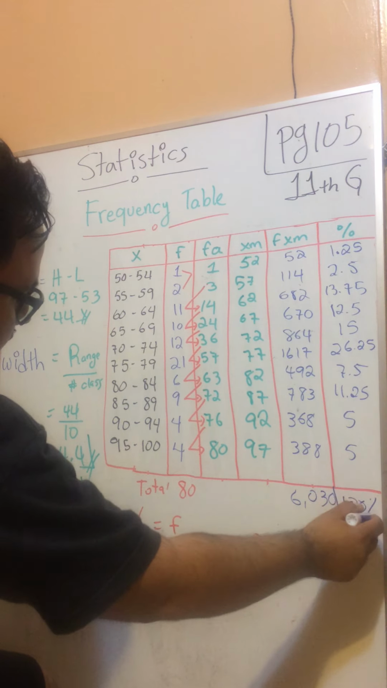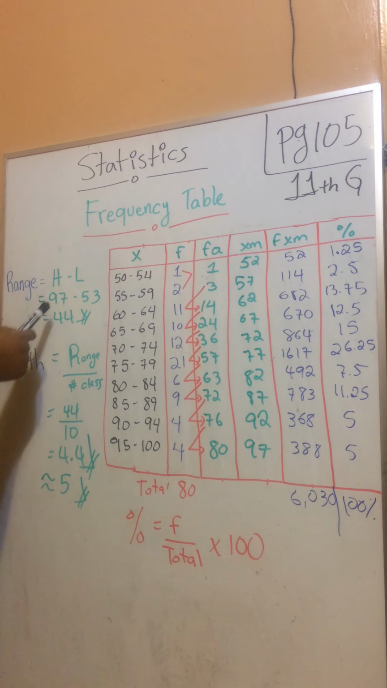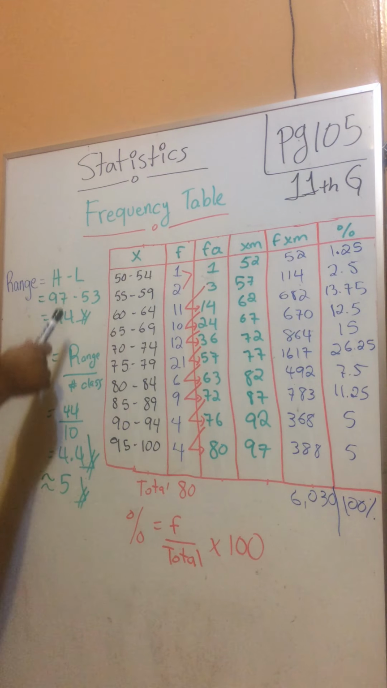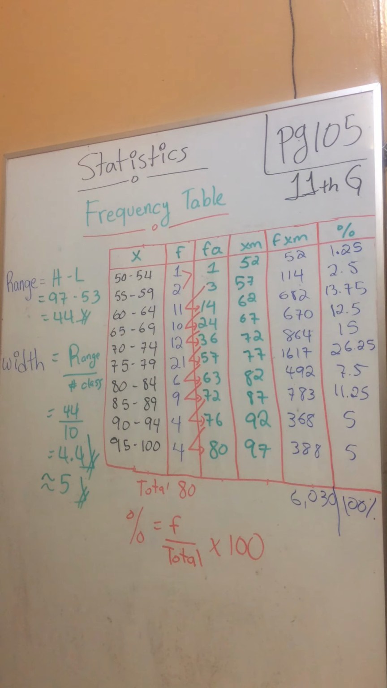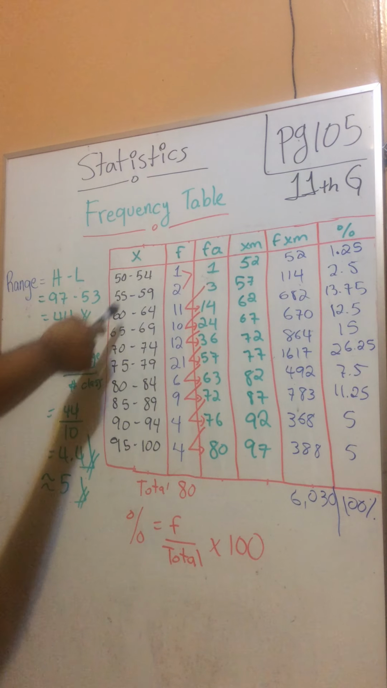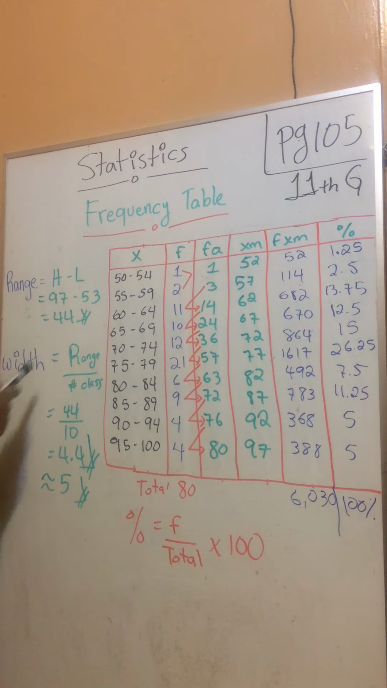So let's review all of this table. Where do we get these numbers? How do we get the intervals? First we need the range, the highest value of all of the information minus the lowest. We have 44. Then we need to get the width. The width is the range divided by the number of classes. They already gave us this information: they requested 10 classes, that's why we have 10 intervals. The range divided by the number of classes is 4.4, but we need a round number, so we round up to 5. That's how we get these numbers.